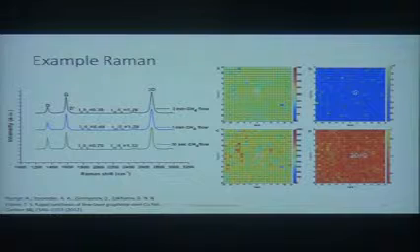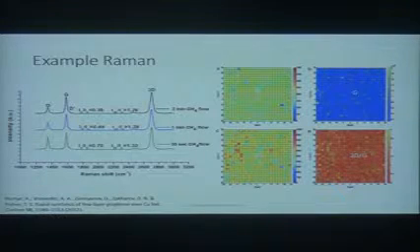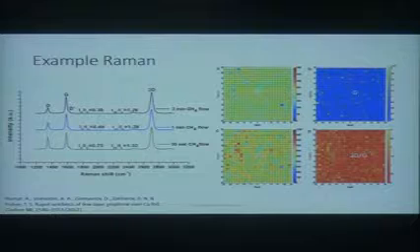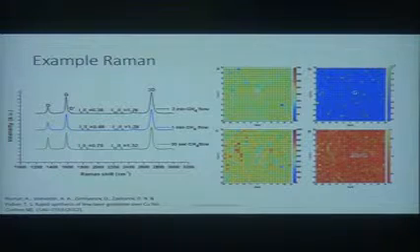We look for a strong G peak. That happens at about 1600 inverse centimeters. There's also a D peak, which is typically bad. We want a low D peak. D can stand for defects. In some cases, the diamond peak is also embedded in there as well.